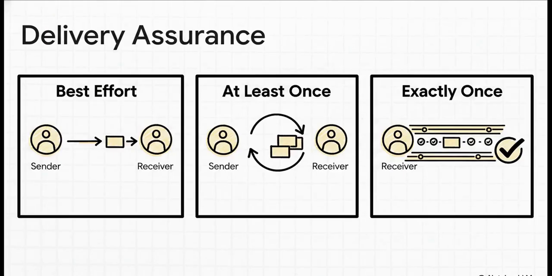A really critical choice you'll have to make is the quality of service. Just think of it like choosing your shipping method. Best effort is like standard mail. You send it and hope for the best. At least once is more like certified mail. It guarantees delivery, but you might get a couple of confirmation slips by mistake. Exactly once, that's the gold standard. It's like a secure courier. It guarantees the message arrives one time and one time only, which is absolutely essential for preventing things like duplicate orders or payments.